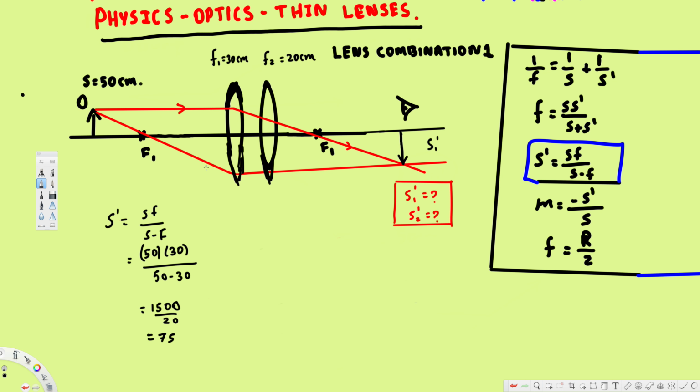That makes sense because we are getting the image behind the lens, so this is a real image. And let's look at the magnification to find out whether it is inverted. We know from the diagram that this is inverted, but let's make sure with this one. M is equal to negative S prime over S, and S prime is the image distance, that is 75 centimeter, so negative 75 over S, the object distance, that is 50. So this is going to be 3 over 2, that's going to be negative 1.5.